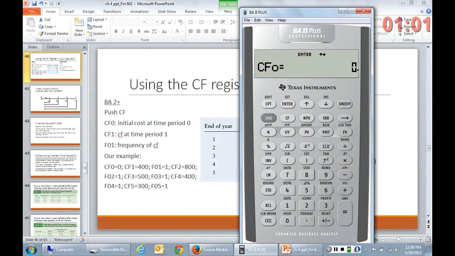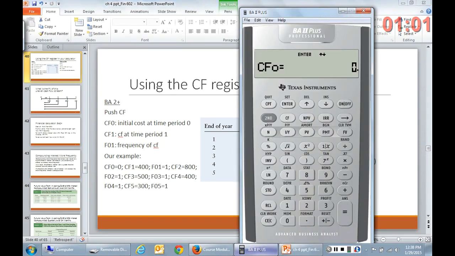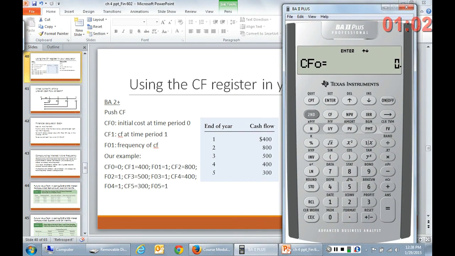So our cash flow at time period 0 is 0. So we push 0, enter, and the down arrow. And now it says C01. It's wanting to know our cash flow at time period 1. Our cash flow at time period 1 is 400. So we enter in 400, enter, and the down arrow.